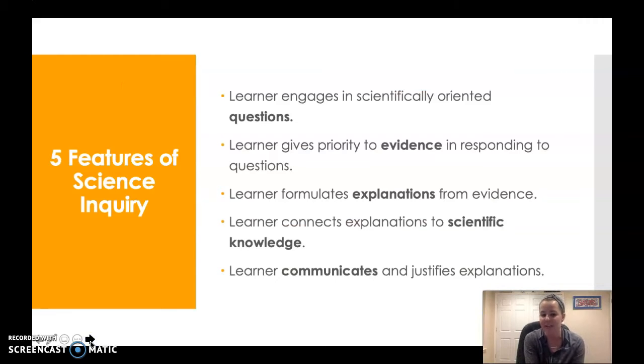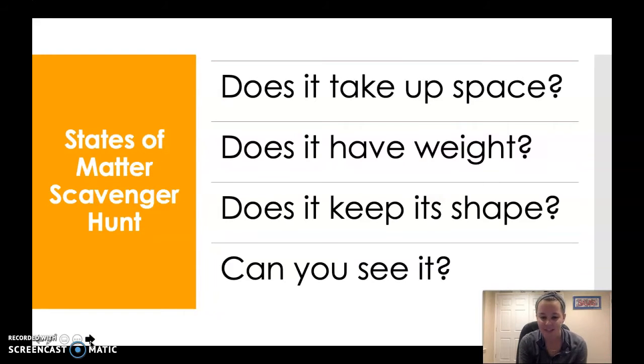This activity follows the 5 features of science inquiry. Throughout this activity, students will consider the same 4 questions for each substance that they find. Does it take up space? Does it have weight? Does it keep its shape? And can you see it?